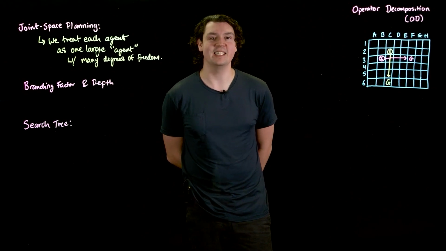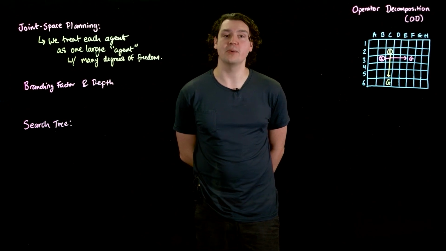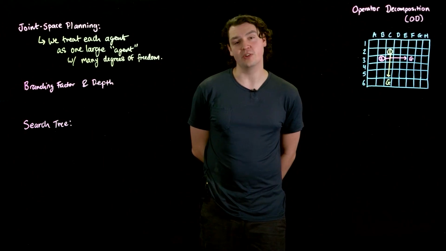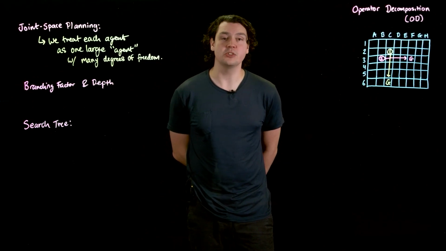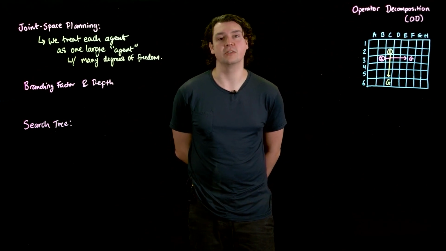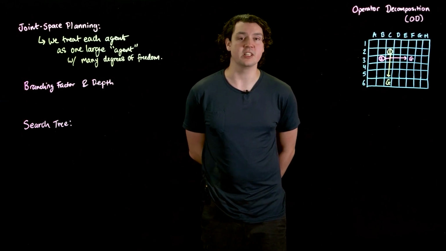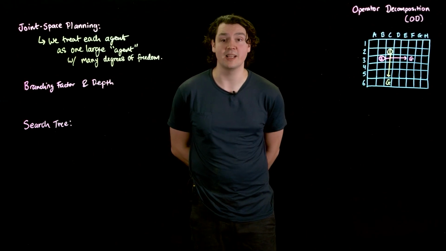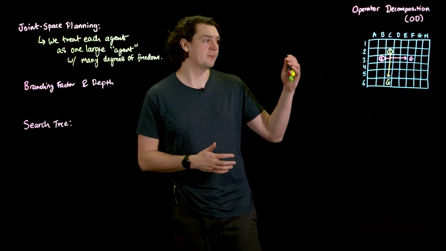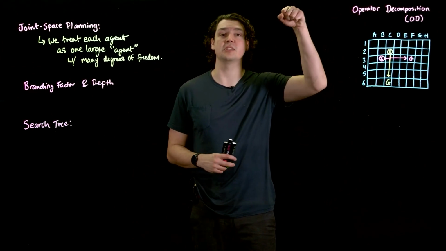Hi, welcome back. In today's video, we're going to be having a look at operator decomposition, OD. This is going to be a continuation of, if you haven't watched the previous video on Centralized A star, which is the first foundational idea of joint space planning, where we're going to treat all of our agents together as some central controller.